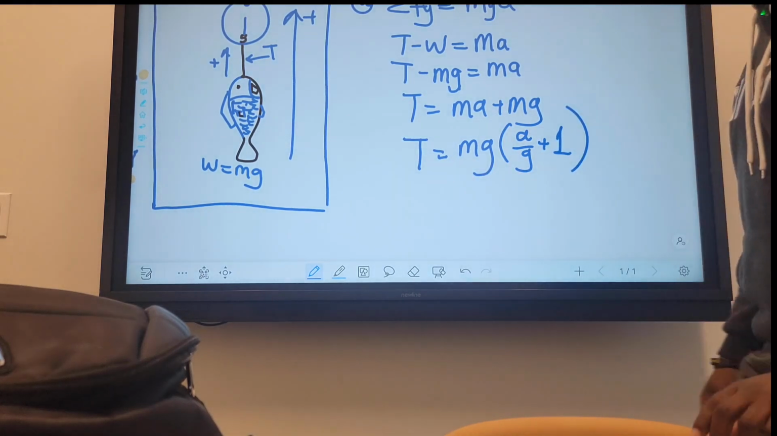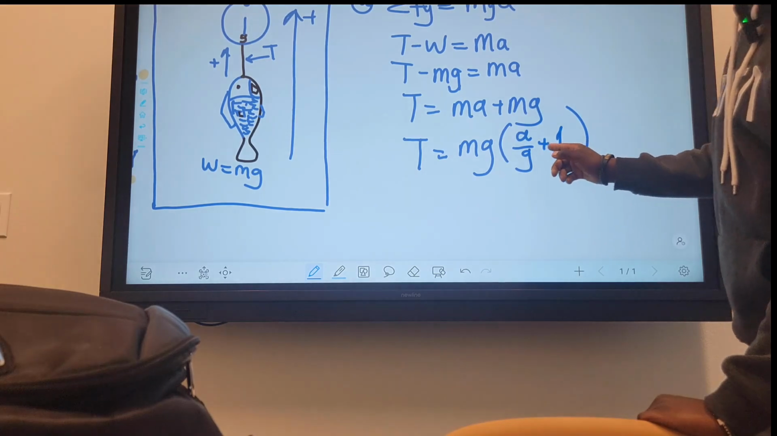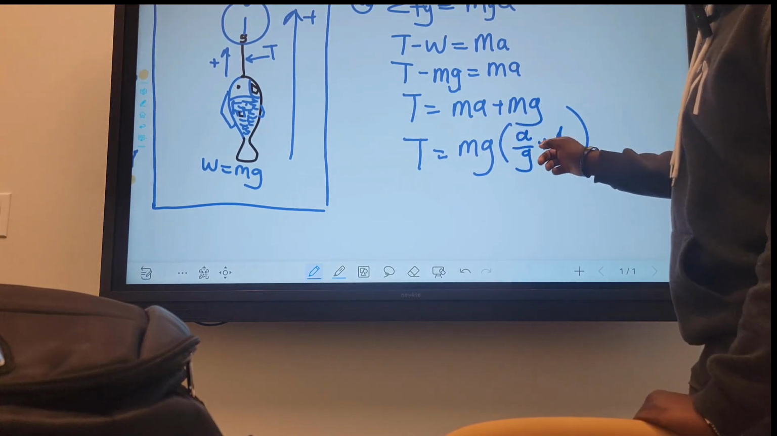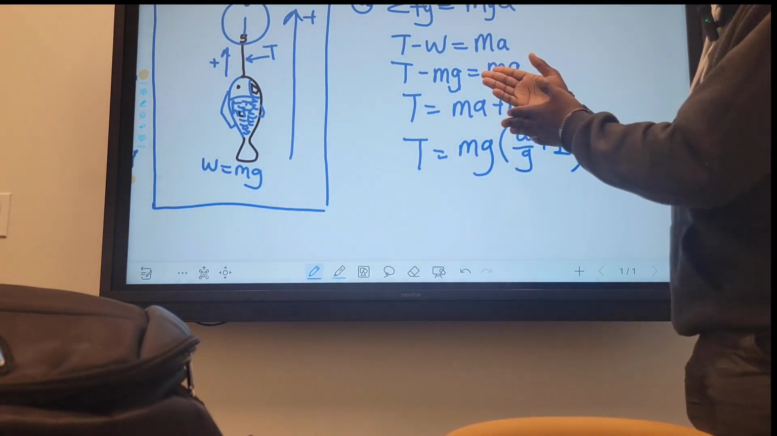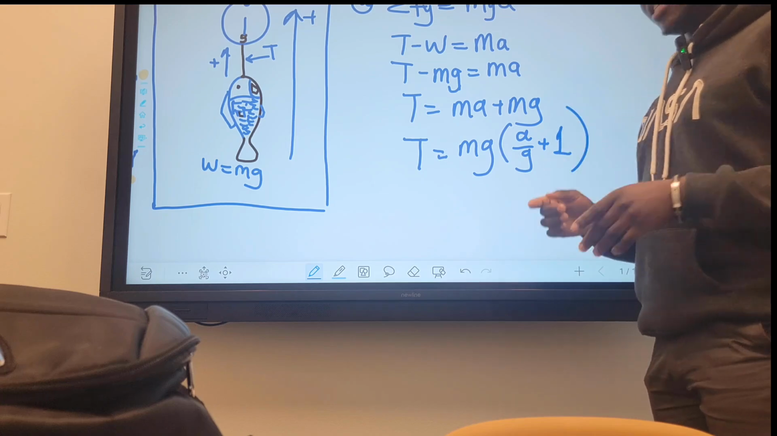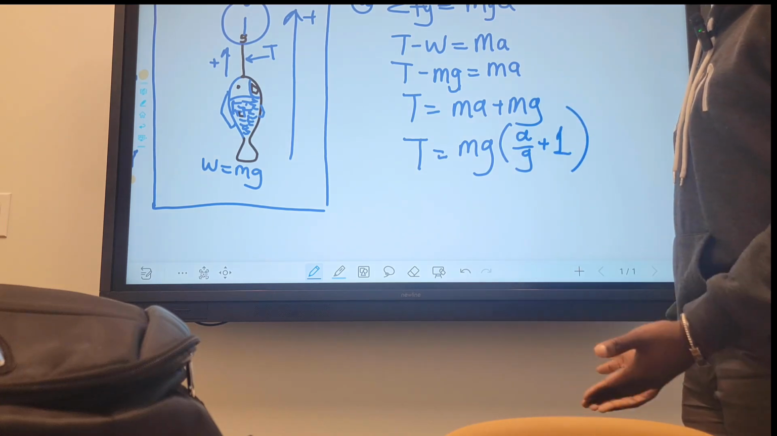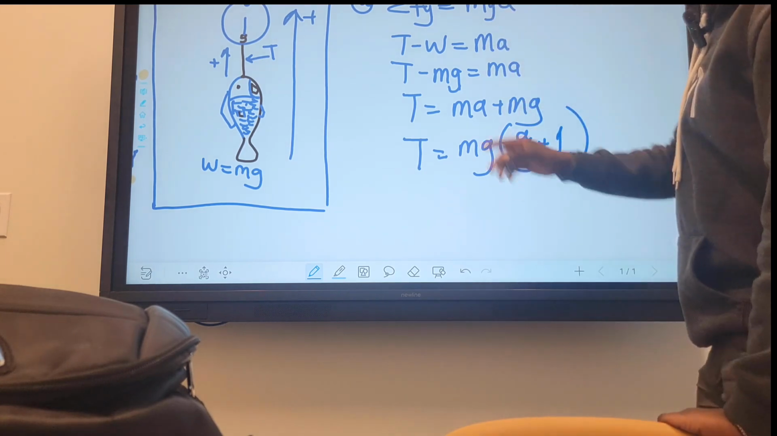This is our formula that we'll be working with. Now let's do a bit of investigation. From what we can tell, the only thing that will be changing in this system is the acceleration. So if the elevator chooses to accelerate upwards, our acceleration will be positive.